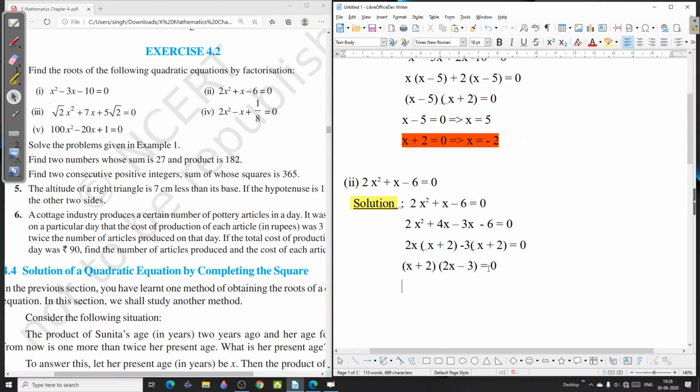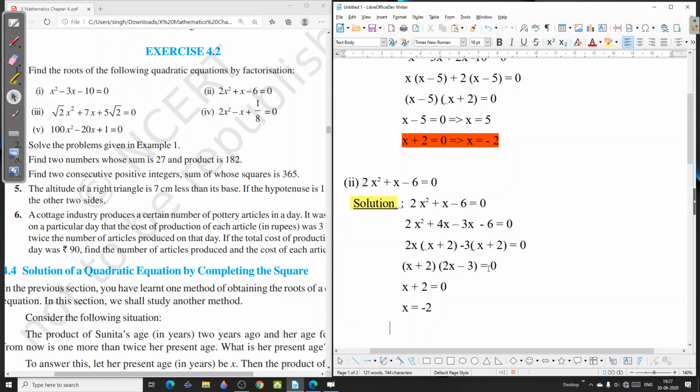Taking x plus 2 to find the solution, equate both of them equal to 0. X plus 2 equal to 0. So, this one solving will give us x equal to minus 2. X equal to minus 2.